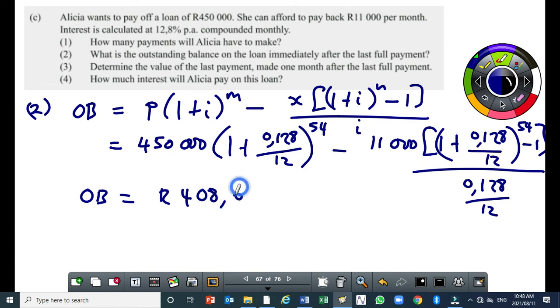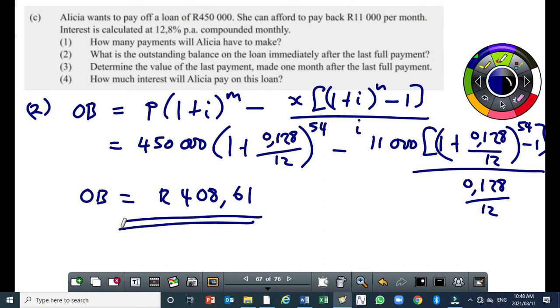408 rand and 61 cents. So this is the balance outstanding, right? That's the amount of money that, yes, after the last full payment, that's the amount that you will owe. Now, the last question says, determine the value of the last payment made 1 month after the last full payment.